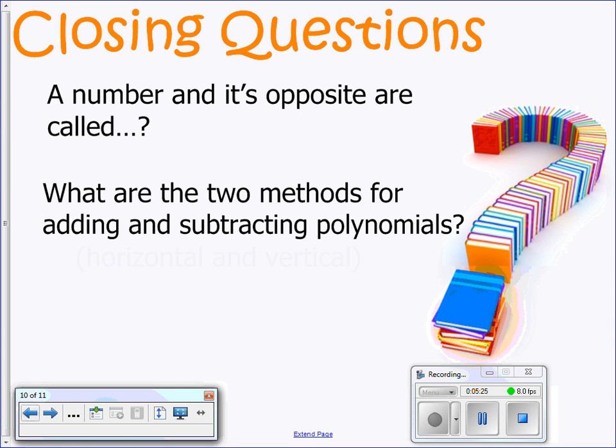The number and its opposite are called inverses. And what are the two methods for adding and subtracting polynomials? You can do the vertical method or the horizontal method.